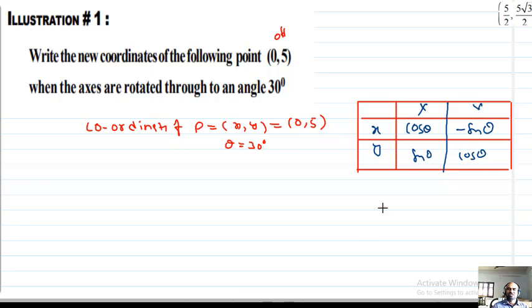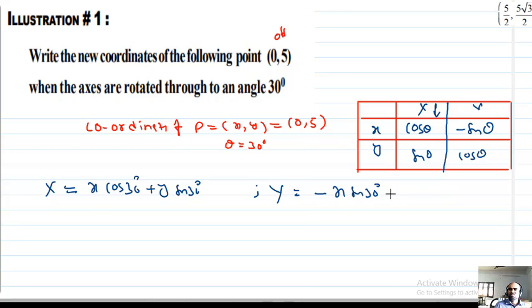What is theta here? 30 degrees. I will write those values only. What do I want? Capital X I want. Capital X equals small x cos 30 degrees plus small y sin 30 degrees. Capital Y equals minus small x into sin 30 degrees plus y into cos 30 degrees. Now we need to simplify this. So capital X equals x into root 3 by 2 plus y into 1 by 2.